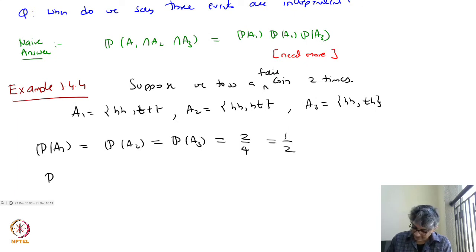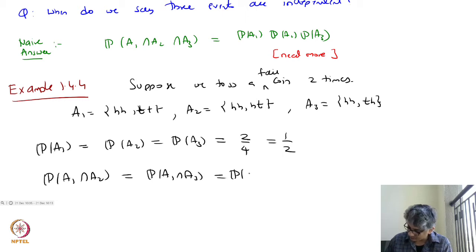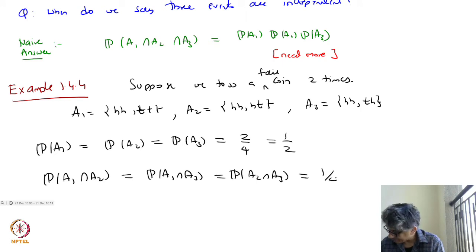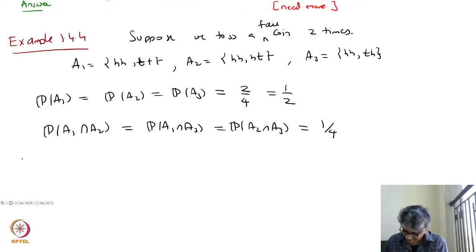Then the probability of A1 and A2 is what now? And the probability of A1 and A3, and A2 and A3, they're all the same, because A1 and A2 have only one element in common, A2 and A3 again have one element in common, and A1 and A3 again have one element in common. They all have only HH in common. So it's going to be 1 by 4. Is that clear?